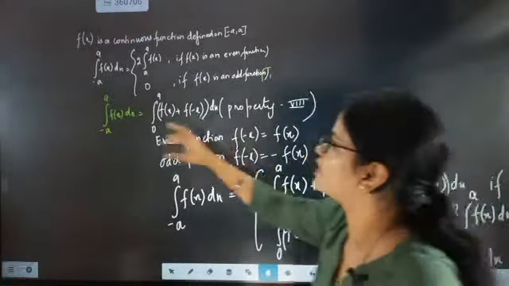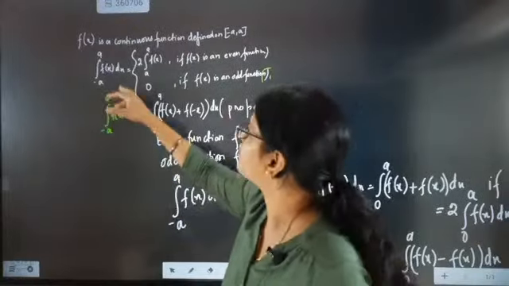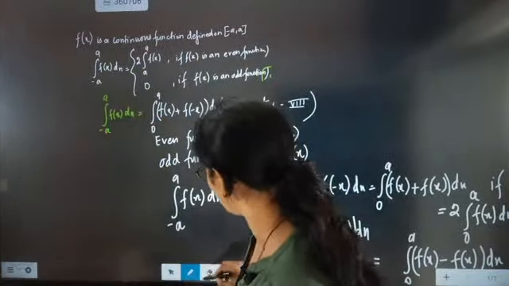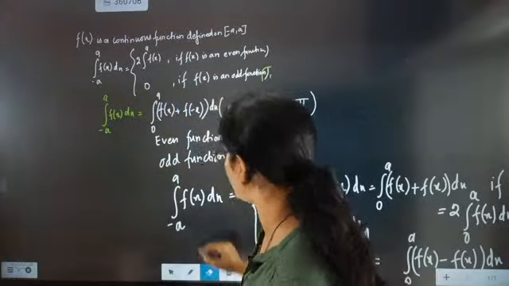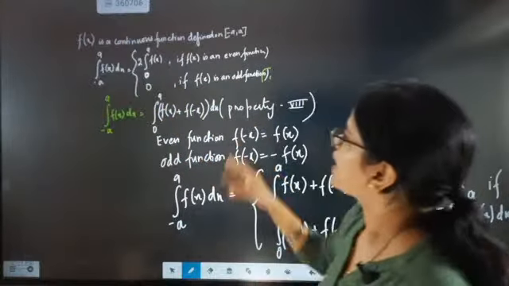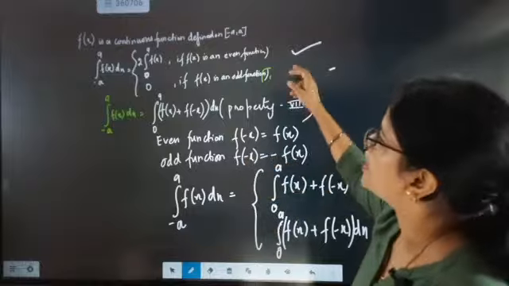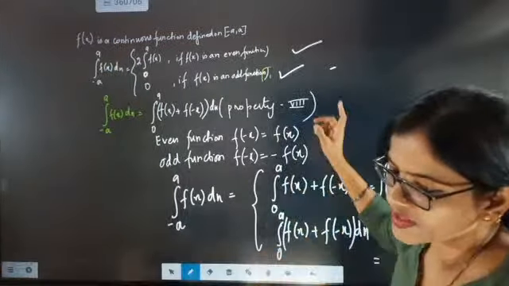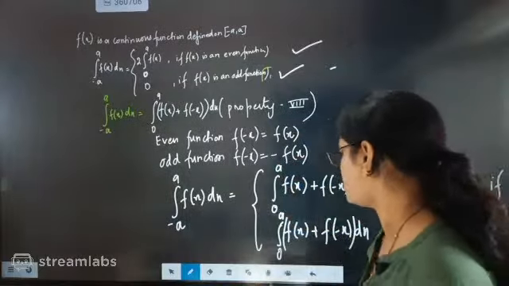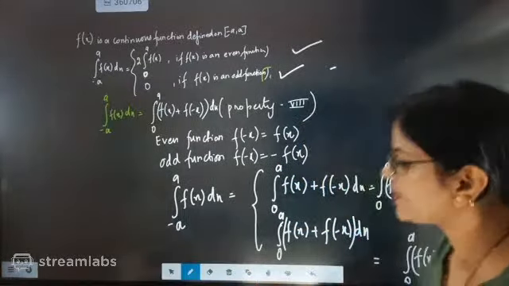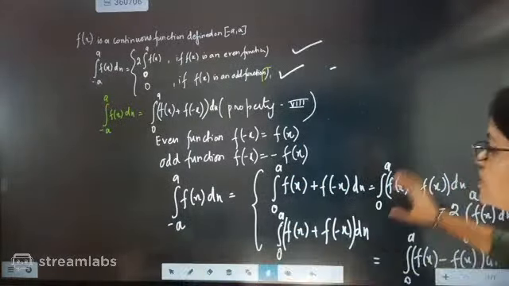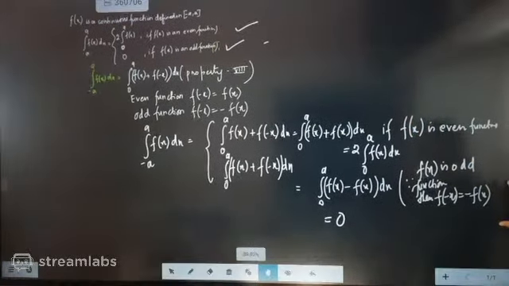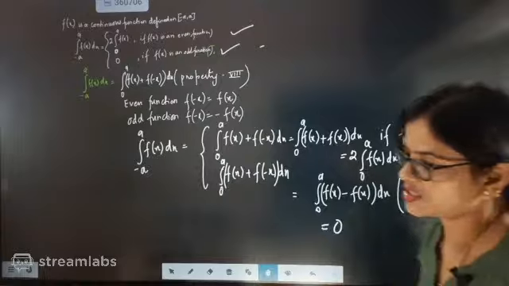The property says that the lower interval to upper interval f of x dx, we know this part is exactly going to be written as 0 to a f of x, and if f of x is an even function, it is twice that, and if it is odd, it will become 0. Then we have exactly proved why it is going to be even, and when it is going to be odd. If any doubt is there, you can ask me, otherwise we will go for solving question answers.